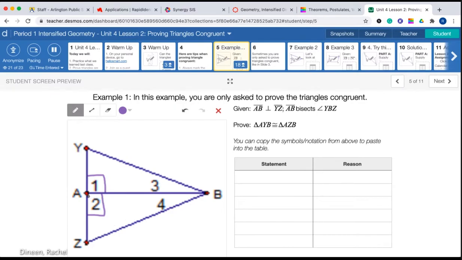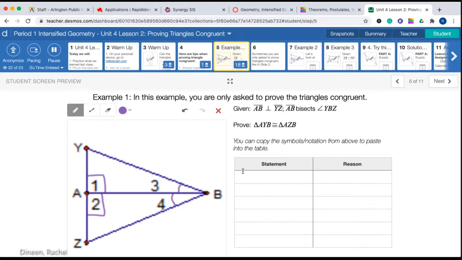And then next part of the given, segment AB bisects angle YBZ. Remember that for angles, the middle letter is always the vertex, so if it bisects the angle, then angle 3 is congruent with angle 4. All right, are we good so far?